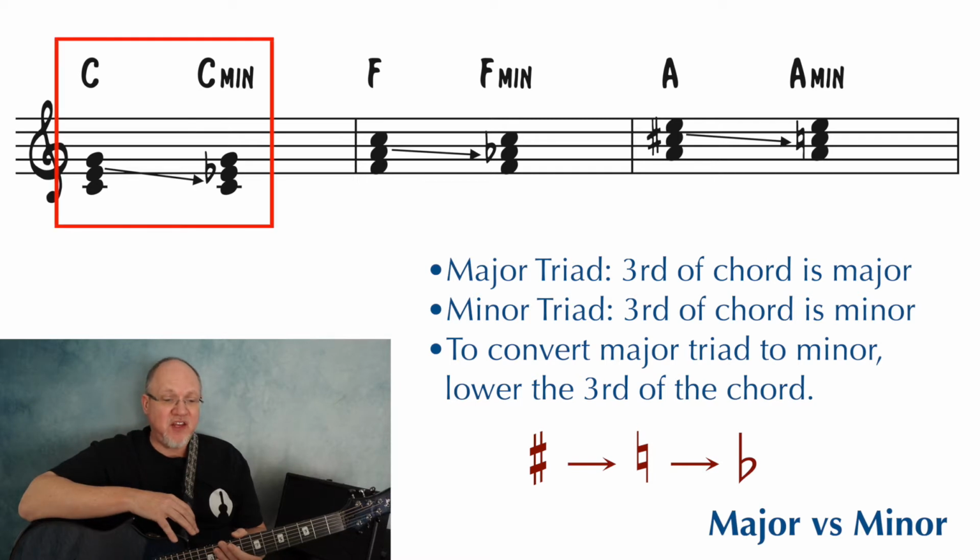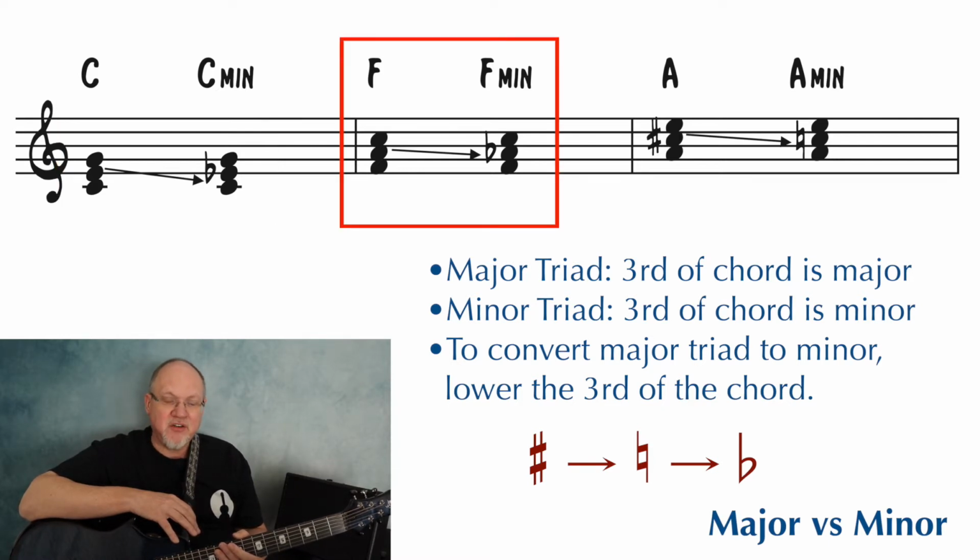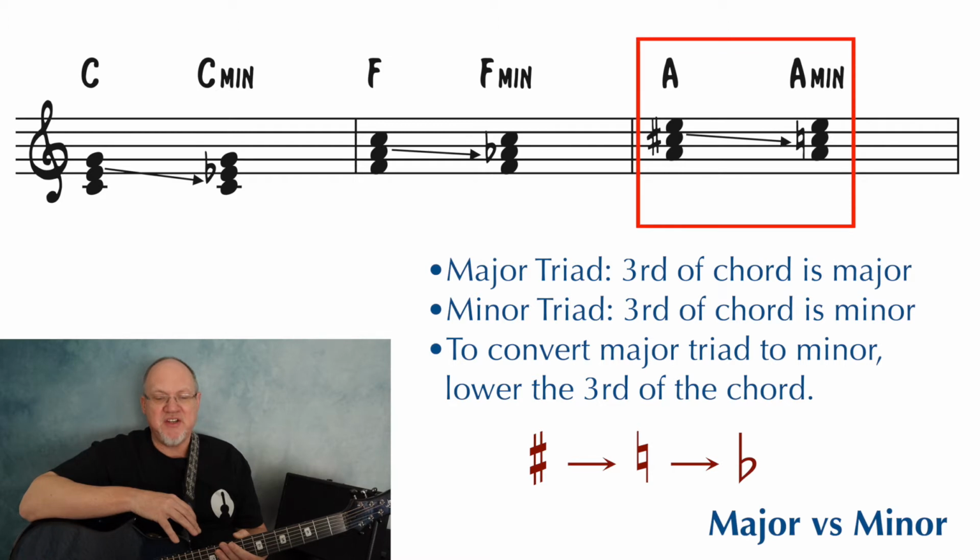So to change a C major triad to a C minor triad, you just take the third, the E, and change it to an E flat. To change an F major to an F minor, you take the third of the chord, the A, and change it to an A flat. And to change the A major chord to an A minor chord, you take the third of the chord, that C sharp, and lower it to a C natural.